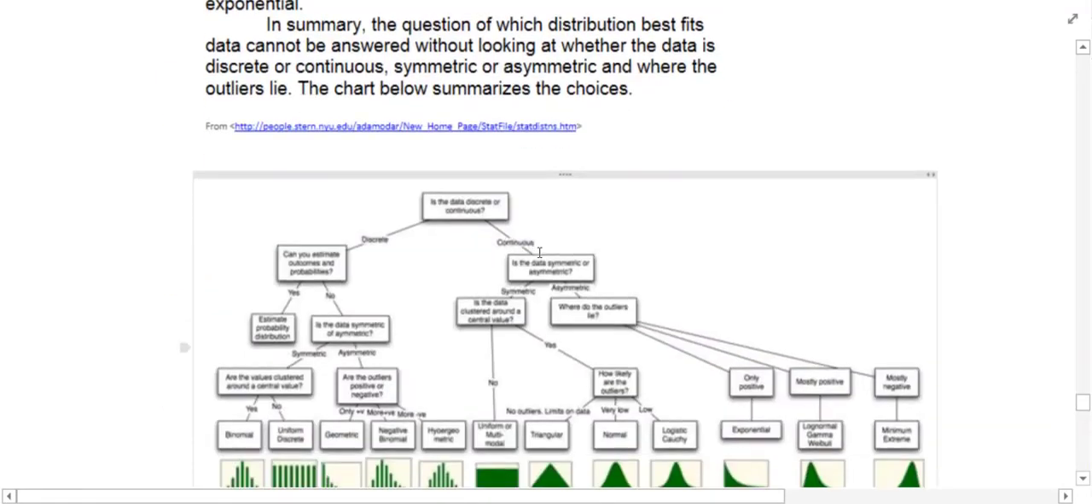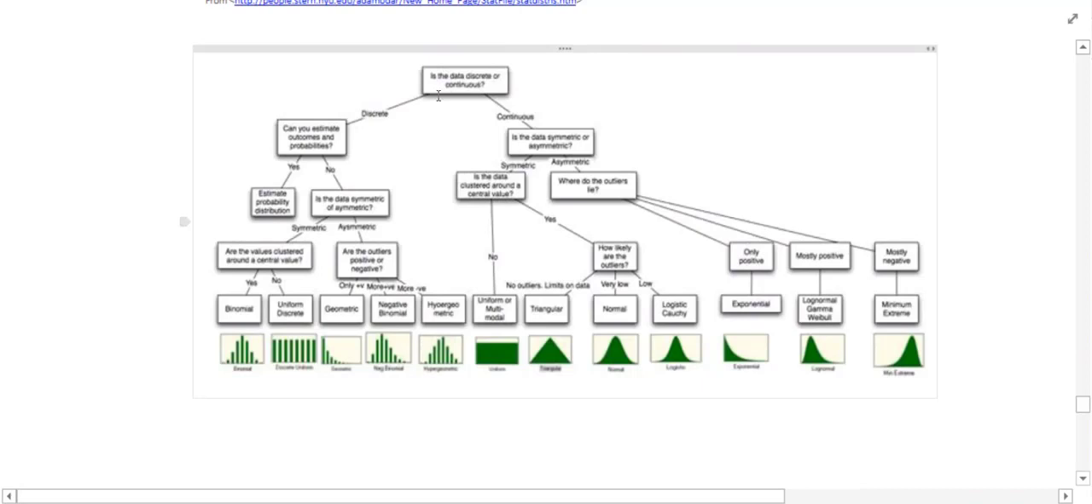I have a chart here. Let me just zoom in on this if I can for a second. I think you can see this reasonably well. It's just sort of a flow chart that you would follow down that will lead you to a distribution. And these are all the questions that we talked about up above in terms of, can we estimate outcomes and probabilities? Is the data symmetric or not symmetric? Is the data clustered around a central value? And then my outliers, where are they? These are all the things that you would look at.